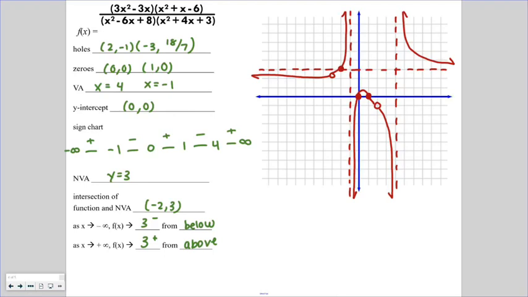All right, that's it. Holes, more zeros, more vertical asymptotes than maybe we've seen before, slightly longer sign chart. The only thing that's going to get more complicated is the non-vertical asymptote equation, which we'll see in the next lecture.